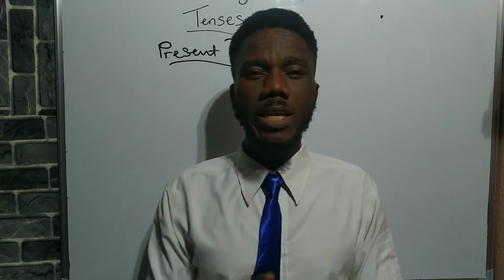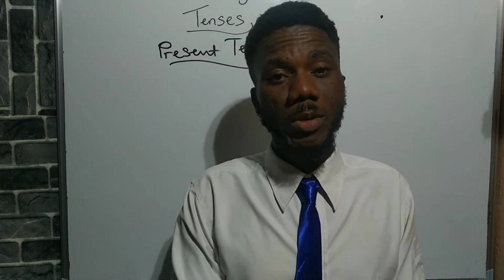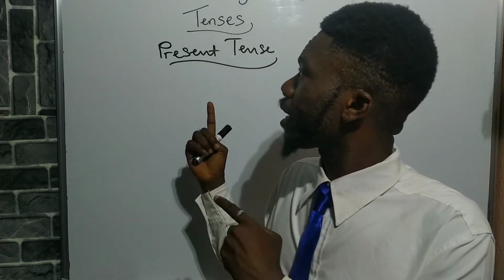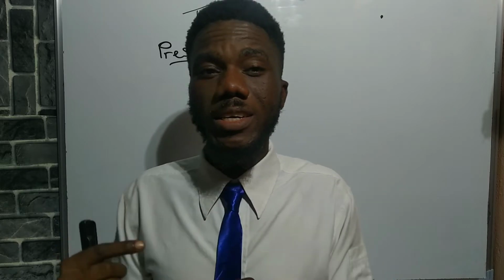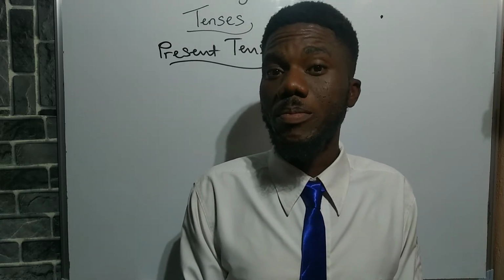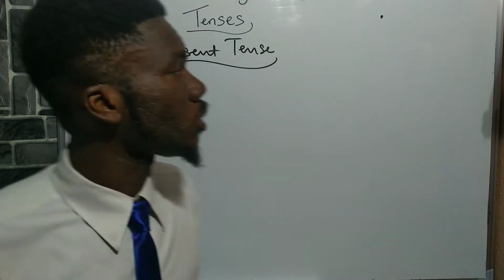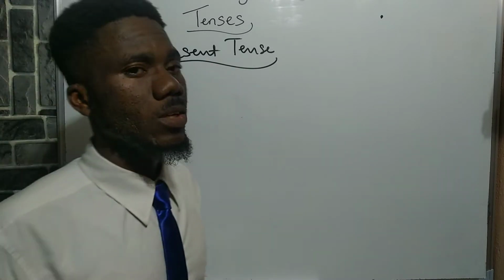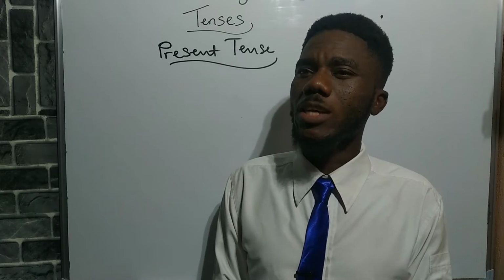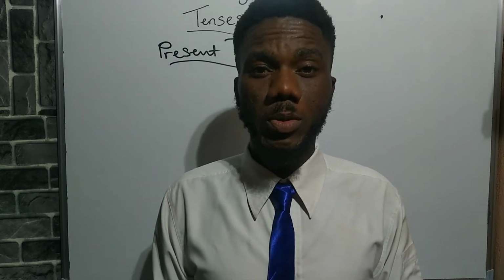Remember, first of all, that tense, the word tense in English language points to time, the time of an action. It is an aspect of the verb, and verb talks about action. Therefore, these tenses that we have here is an aspect of the verb that points to time. Now, we have the first one here, which is the present tense. Whenever you talk about present tense, you are pointing to actions that are happening around the time of speech.